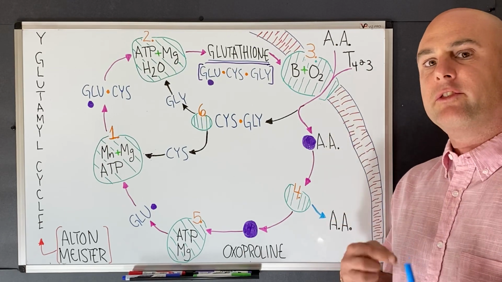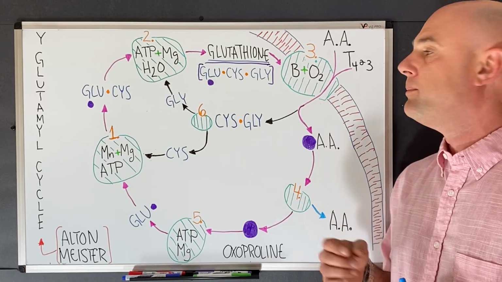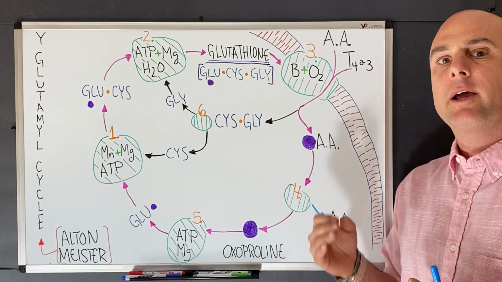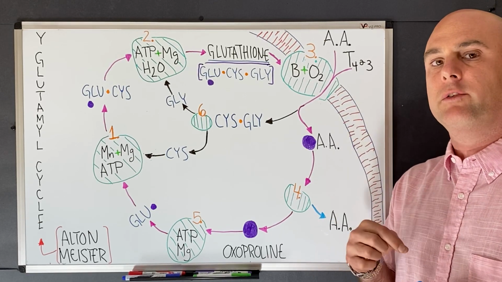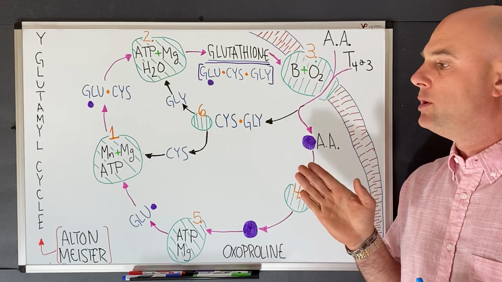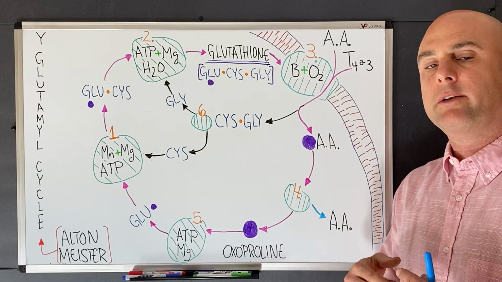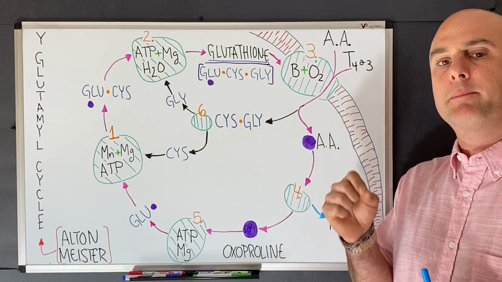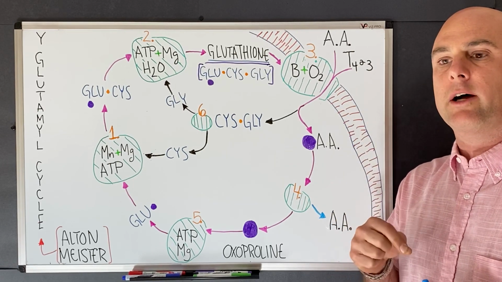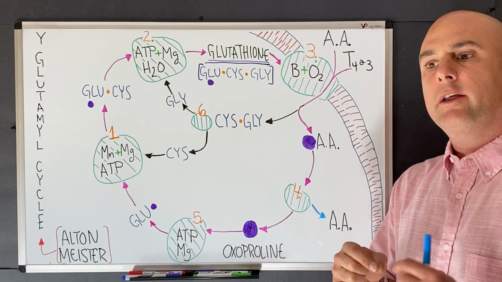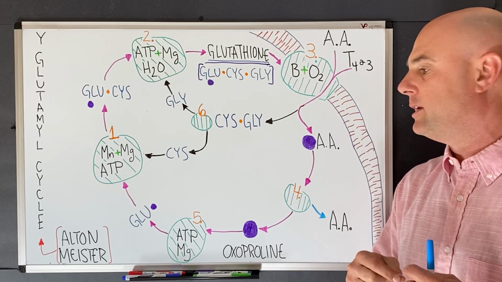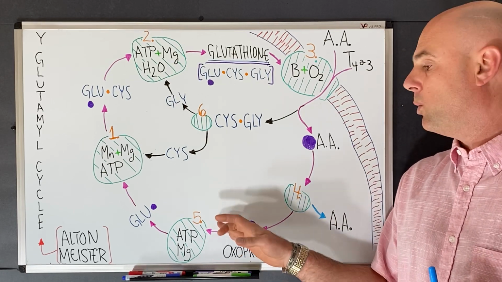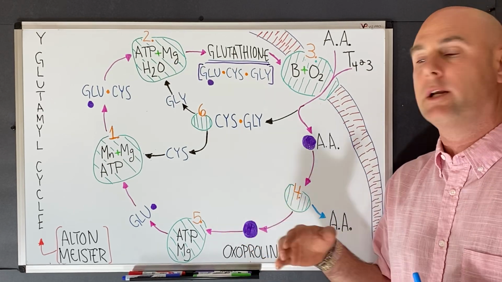And it is this cycle that happens inside the cell that causes us to bring amino acids from outside of the cell into the cell. So again, it's the gamma-glutamyl cycle, the synthesis and breakdown of glutathione, that is used to carry amino acids into the cell. And again, amino acids are the individual building blocks of proteins. Now again, the enzymes are in green with an orange number next to them.